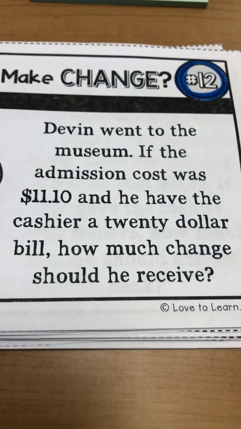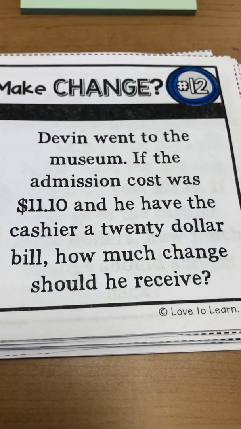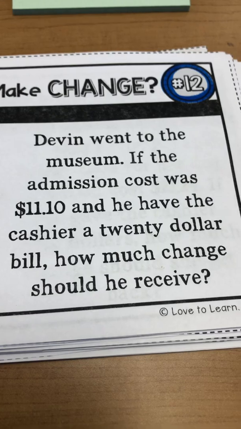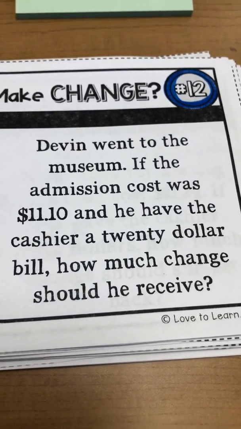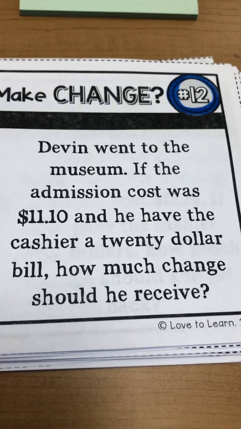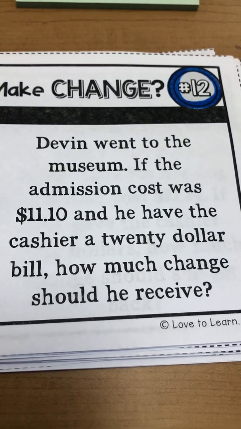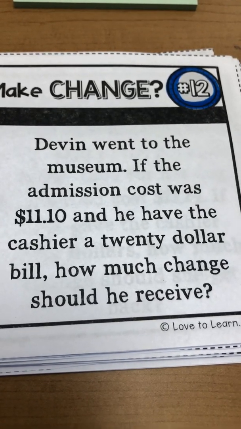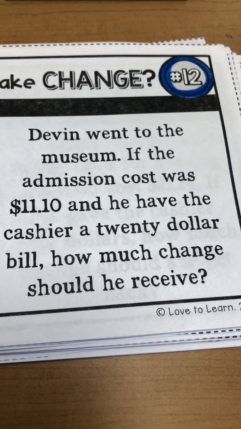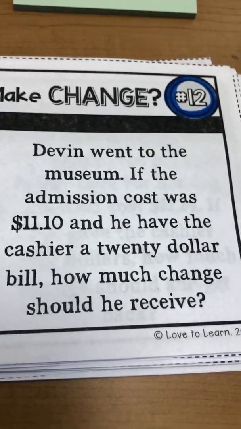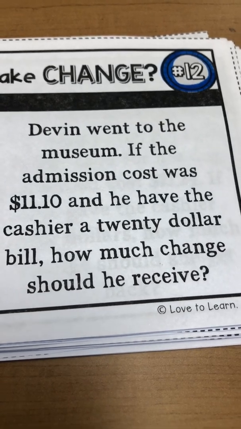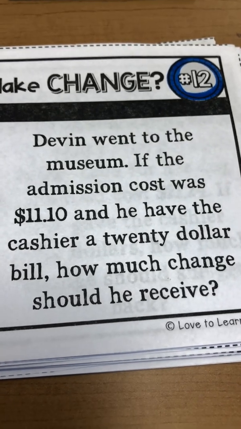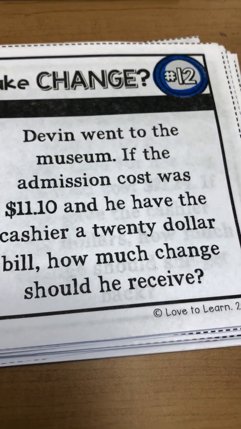So Devin went to the museum. If the admission cost was $11.10 and he gave the cashier a $20 bill, how much change should he receive? So we're going to estimate that because we know he's not going to get $10 back. He's going to get less than $10, because $11.10 is more than $10 and he paid with the 20. We know we're going to get around $9 back because 20 minus 11 is 9. But it's not going to be exactly 9 because that 11 has some 10 cents on there.